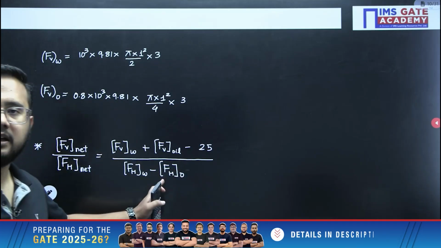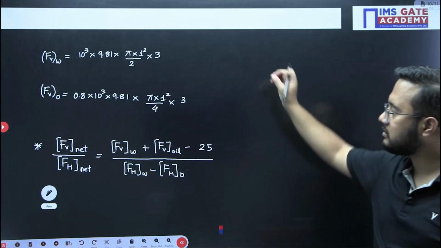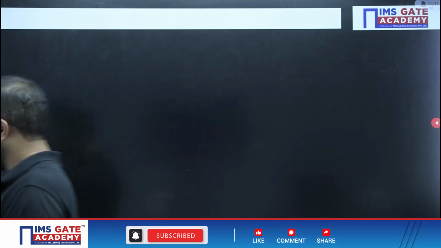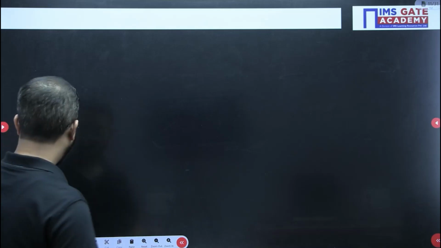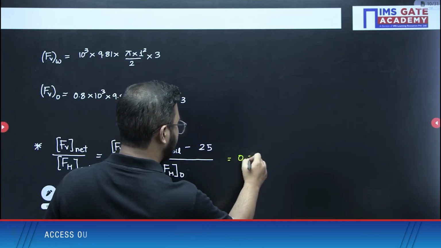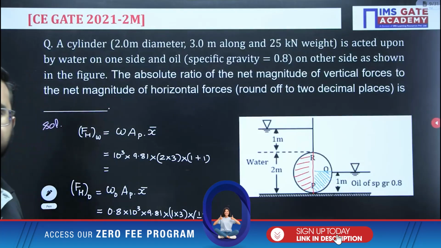So from here you can easily do the calculations. All the values I have substituted. Based on that, if you do all those calculations, you will get the answer here. So the answer that will be coming in this particular case is approximately 0.37. So these are basic calculations that you can easily manage. There will not be any issue.